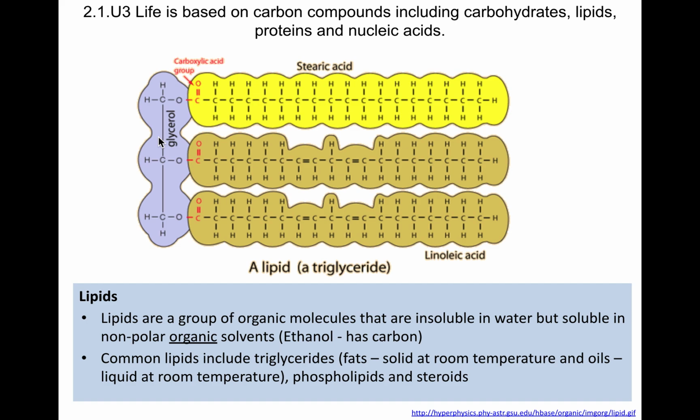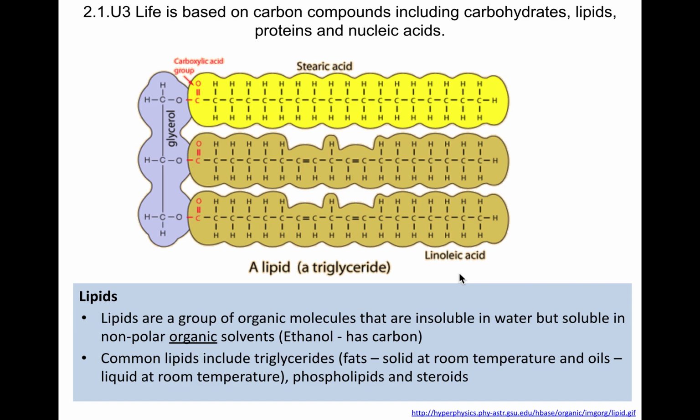So the next one is lipids. So this is a picture of a monomer of a lipid. So you can see there's the glycerol head and then 3 fatty acid tails. Notice that there's carbon throughout the tails and the glycerol head. So this would be called a triglyceride.